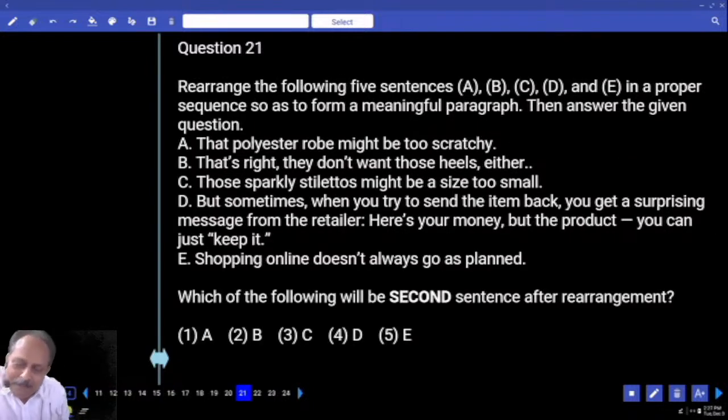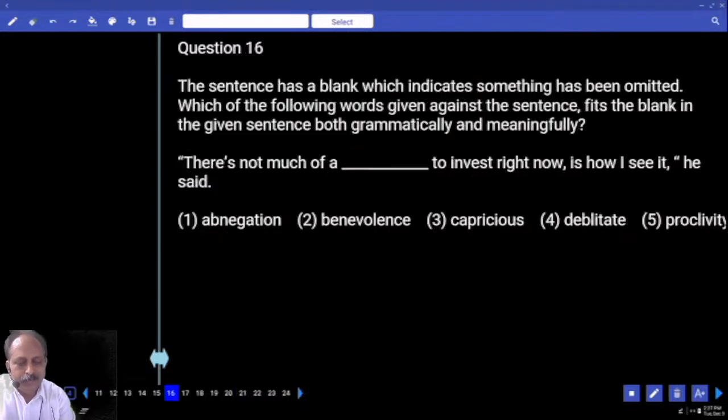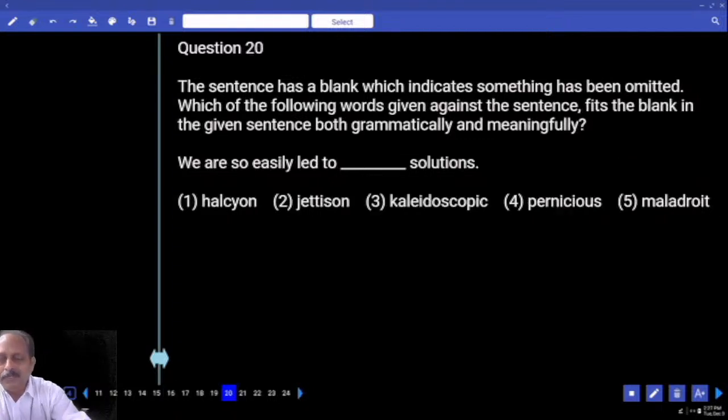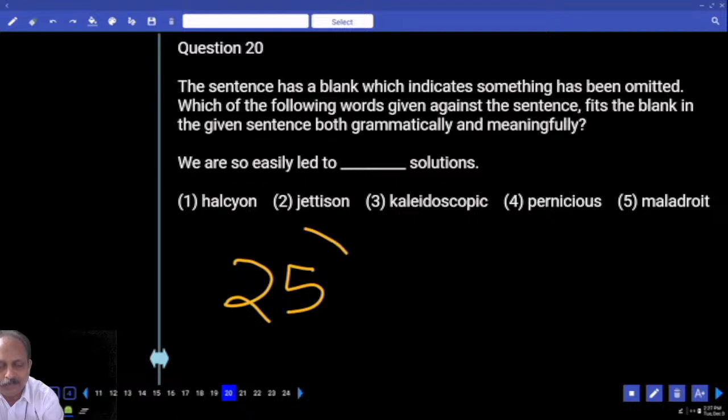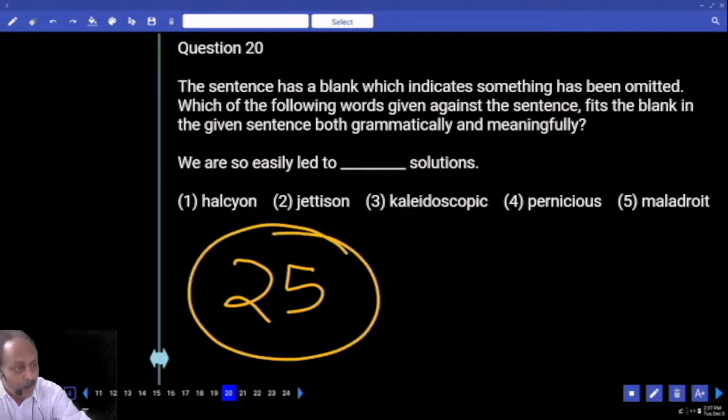I'm still thinking, because from where to where? 16 to 20 or 21. 1, 2, 3, 4, 5. All the 5 questions, each one how many options? So, how many words do you have to learn? 25 words. You have to know all the words, only then you can, otherwise impossible.